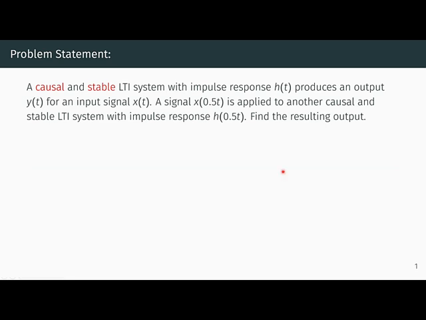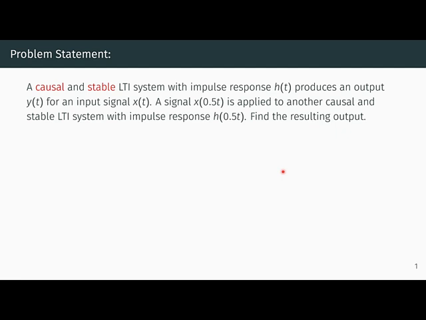So the problem statement goes like this. It says that a causal and stable LTI system whose impulse response is h of t produces an output of y of t if the input is given as x of t. Now if you give x of 0.5 t as an input to another causal and stable LTI system whose impulse response is h of 0.5 t, we are asked to find the resulting output.